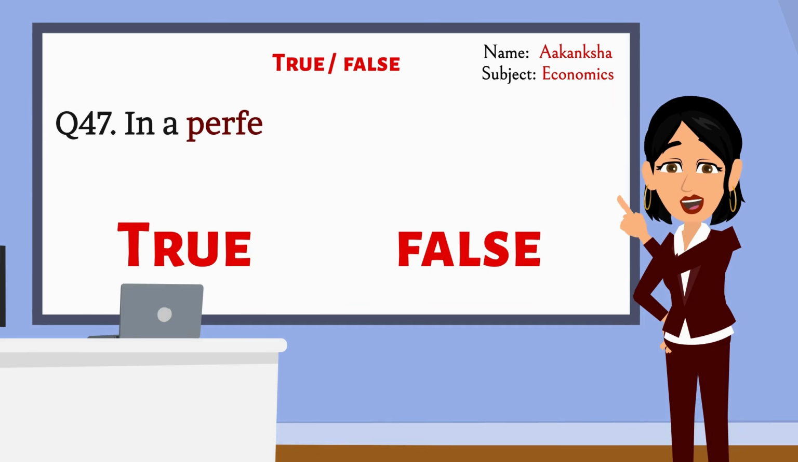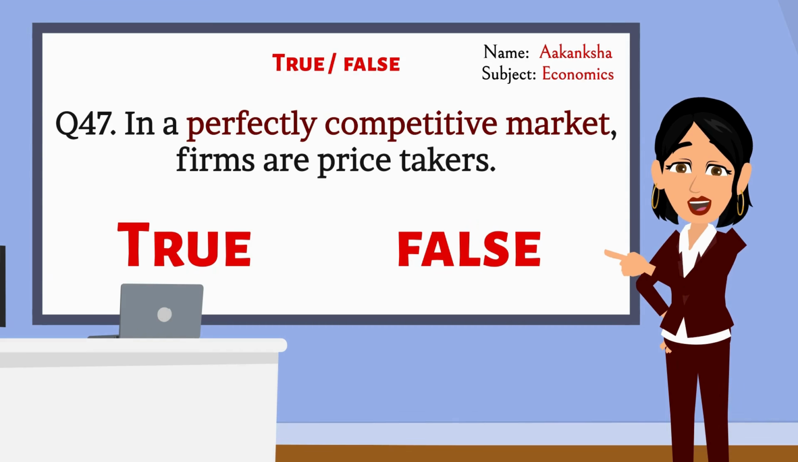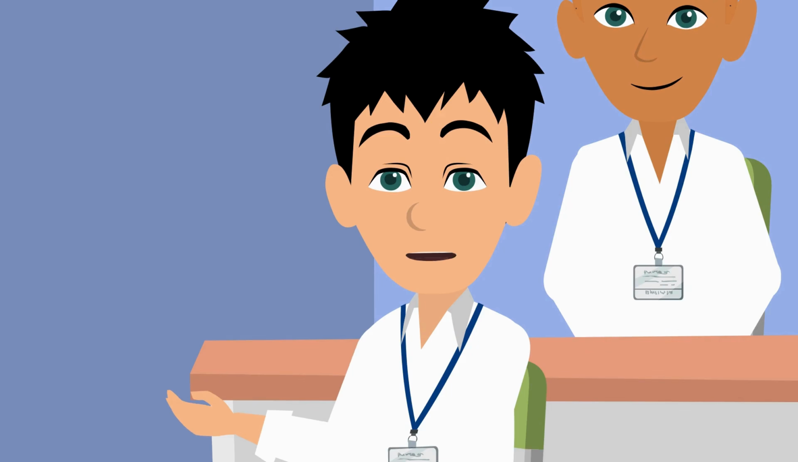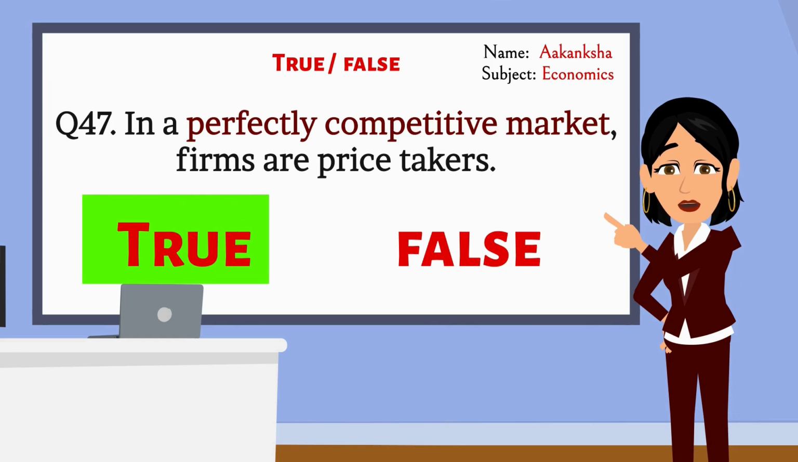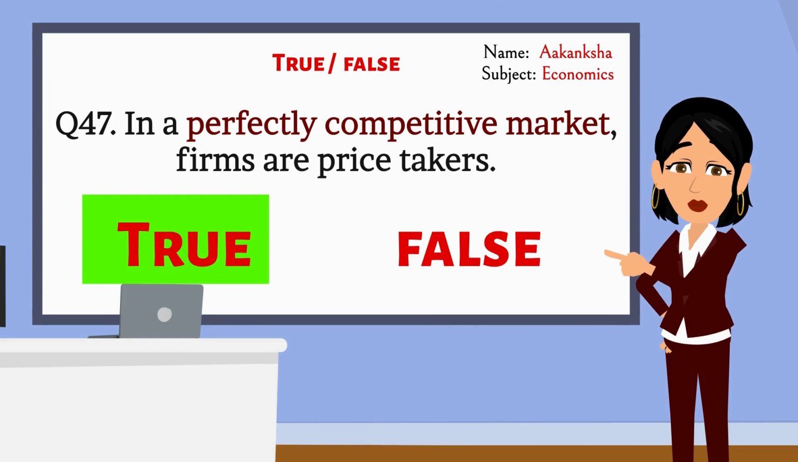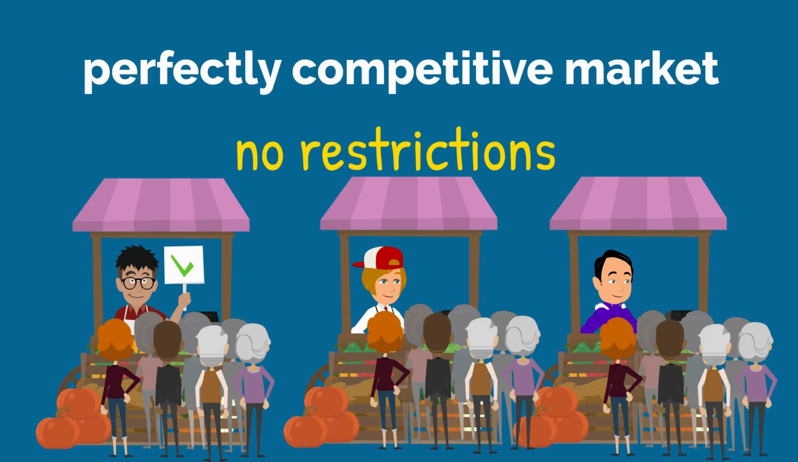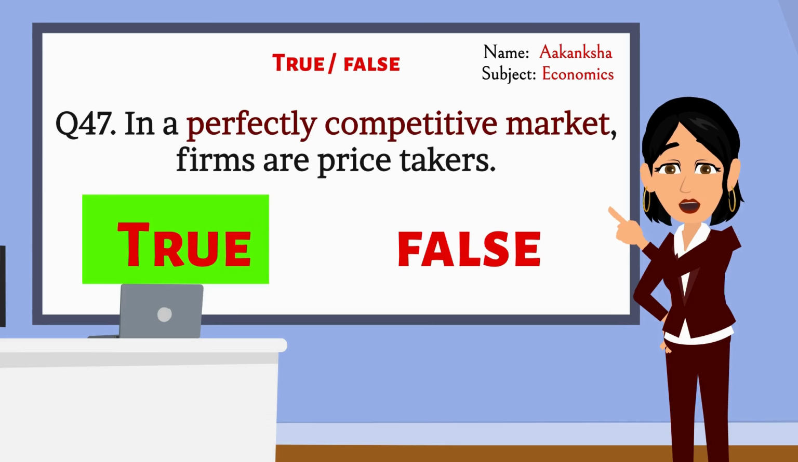Question 47. In a perfectly competitive market, firms are price takers. True or false? It's a true statement. Correct. In a perfectly competitive market, firms are price takers. Can you explain why? In perfect competition, no single firm can influence the price because all firms sell identical products and face high competition. Great explanation, Nishant.